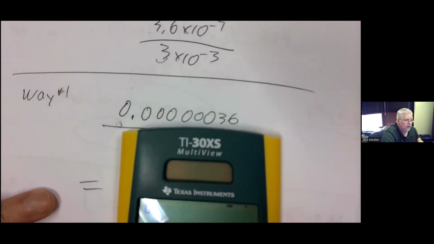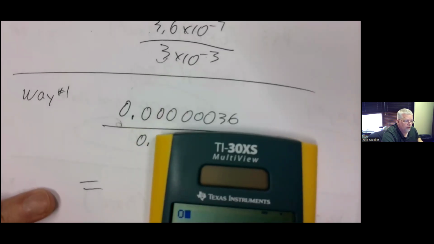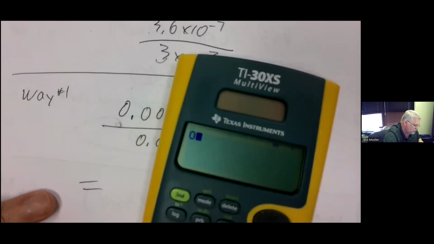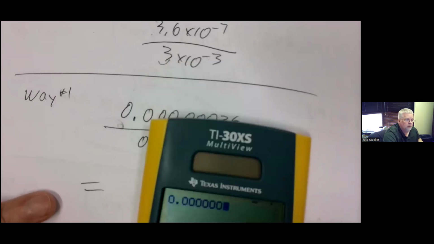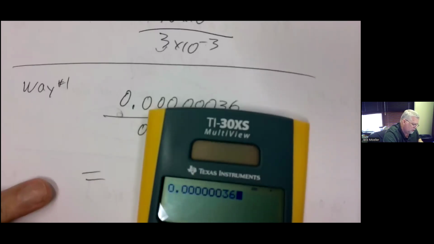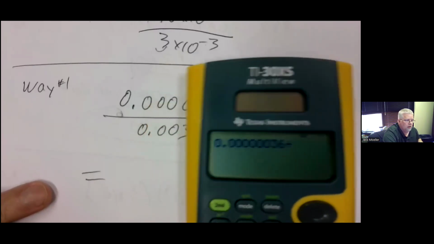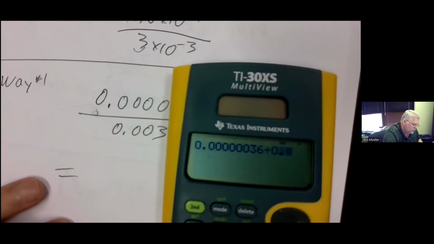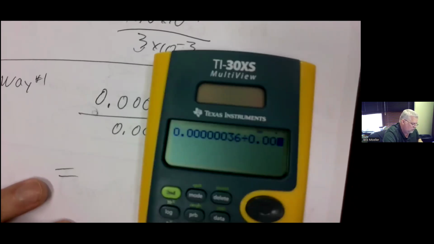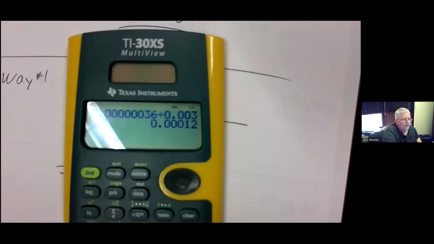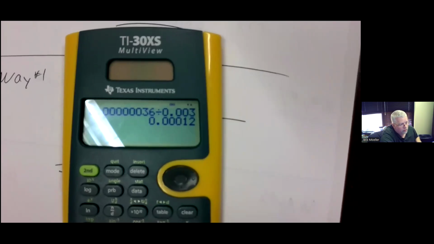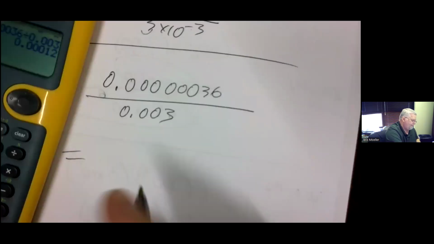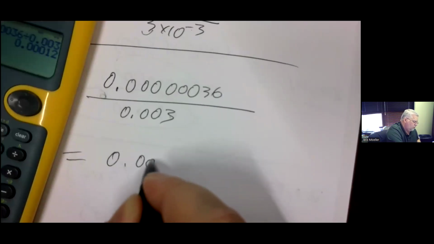All right, so we have to have 1, 2, 3, 4, 5, 6 zeros in the top. 0.0000036 divided by 0.003. All right, so now we have 0 point and then 3 zeros and a 12. 1, 2, 3, 12.